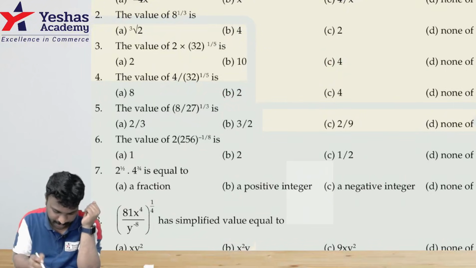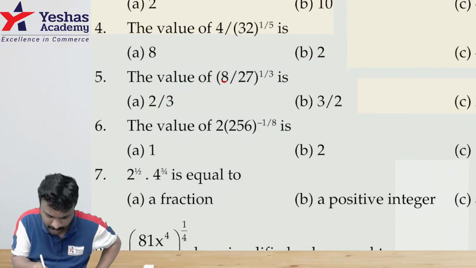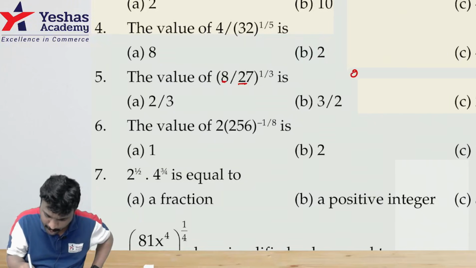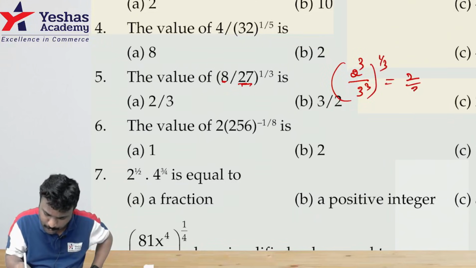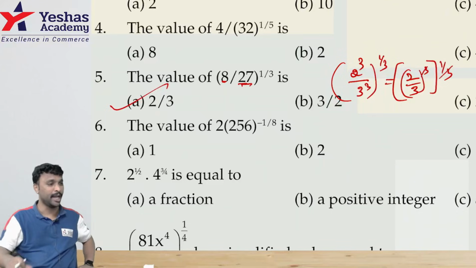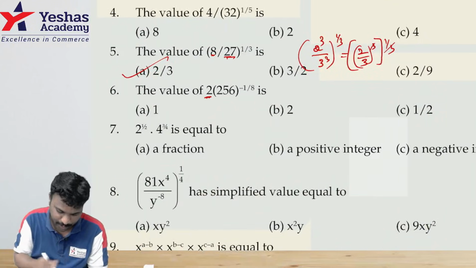Question number 5. What is it? The value of 8 by 27 whole power 1 by 3. First of all, both 8 and 27 are not prime numbers. How do I write 8? 2 cube. How do I write 27? 3 cube. Whole power 1 by 3. Can I not write this as 2 by 3 whole power 3 and whole power 1 by 3? So 3 cancel. The answer for this question is 2 by 3. You understood? Same way, look at the next question.